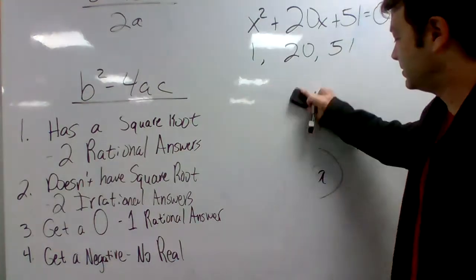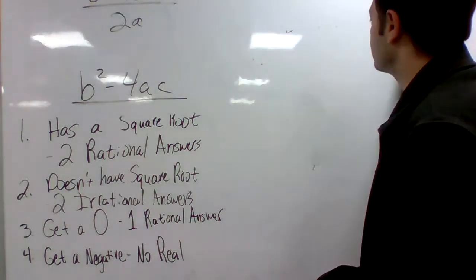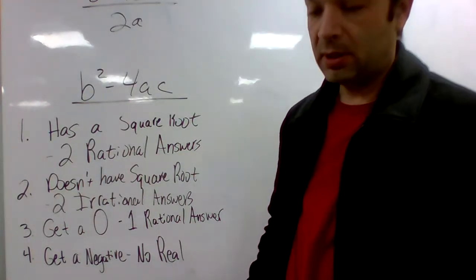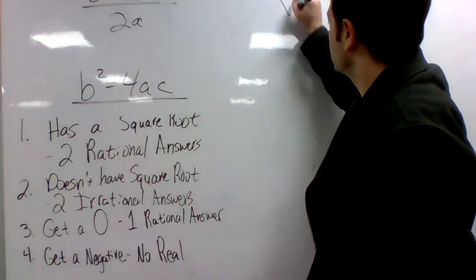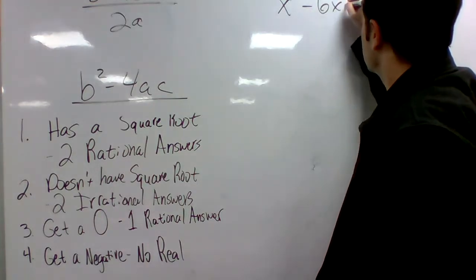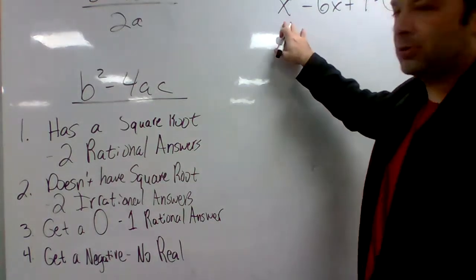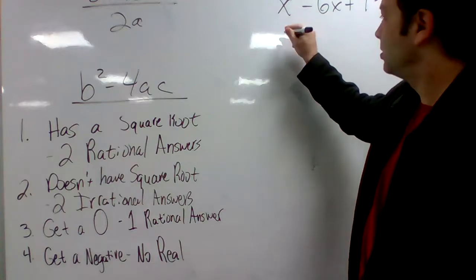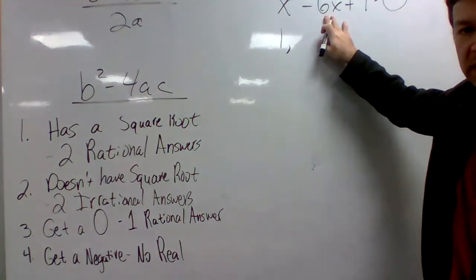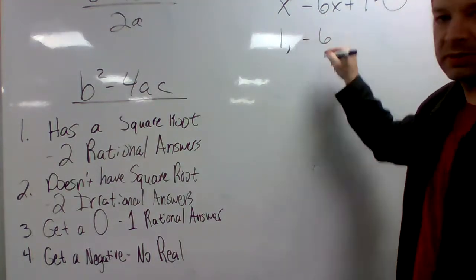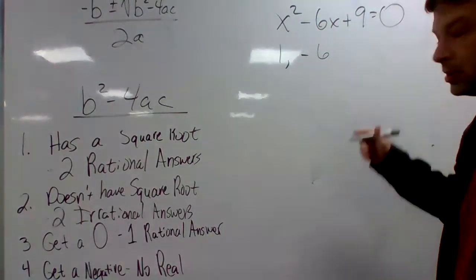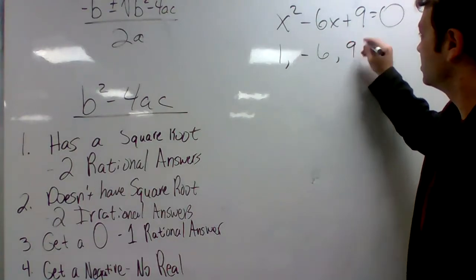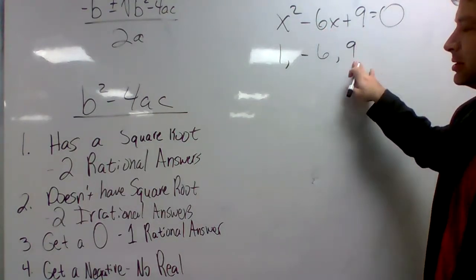Okay. Number 9. Number 9 says x squared minus 6x plus 9. So what's a, b, and c? 1, -6, and 9. That's my a, b, c.